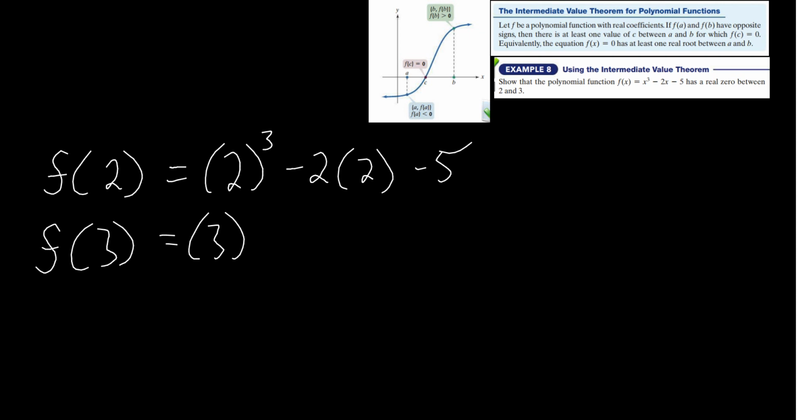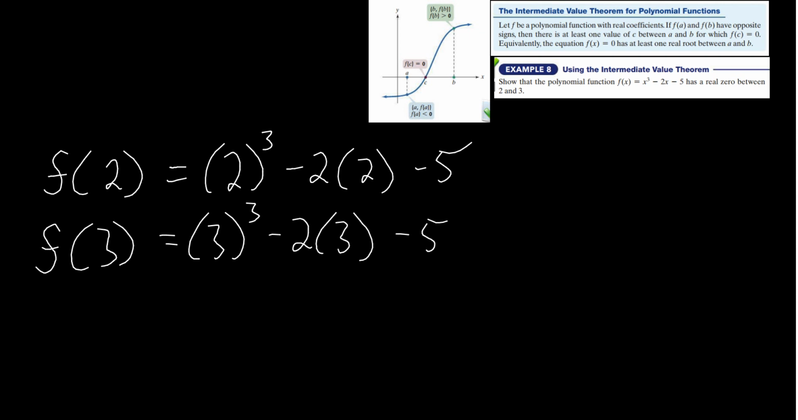So let's go ahead and show that the polynomial function has a 0 between them. We're going to take f of 2, because it's wanting us to show that there's a number between 2 and 3. We're going to take f of 2 and f of 3. Now, in order to show it, when I evaluate, one of these numbers is going to be positive and one of them is going to be negative. So f of 2 is going to be 2 cubed minus 2 times 2 minus 5, and then f of 3 is 3 cubed minus 2 times 3 minus 5.